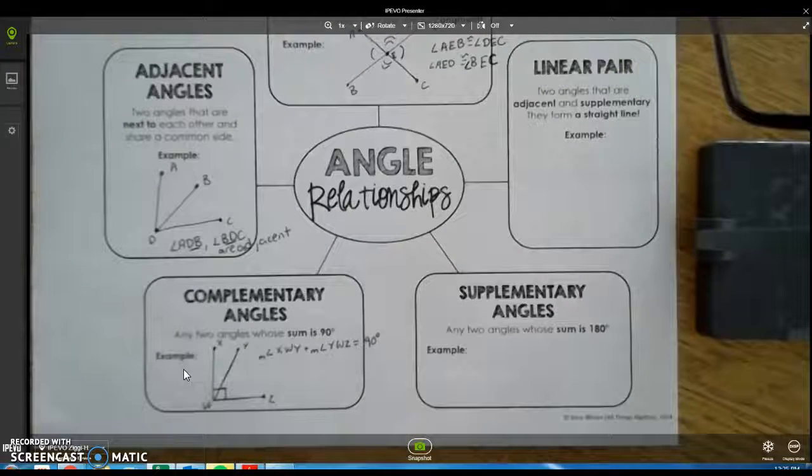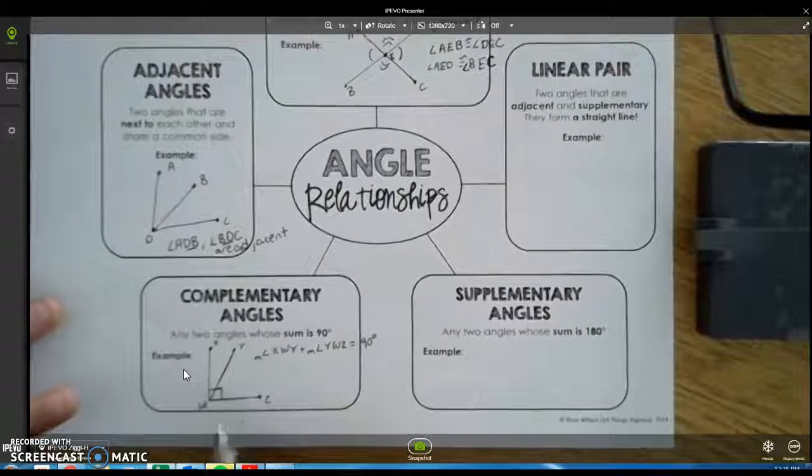Even if they don't sit together like this, they'd still be a complementary set if they add to 90, but usually you're going to see something like this. And this is going to be something we use quite a bit, especially when we have right triangles that are broken down and stuff like that.